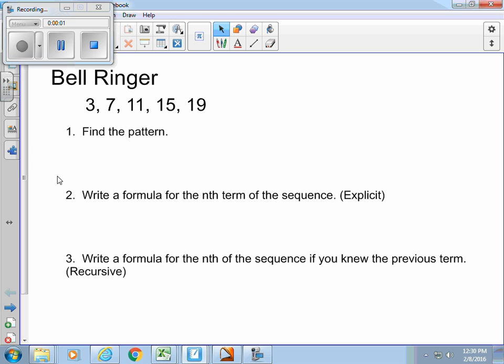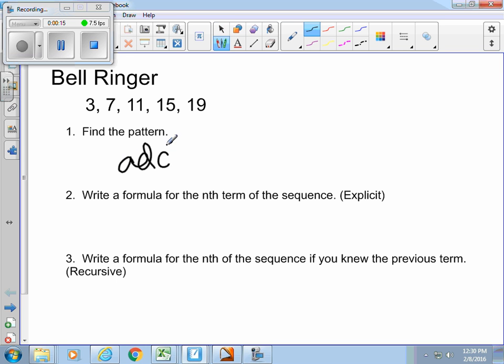So for the next 2 days, we're going to spend reviewing sequences and series, notation, and so on. Okay? So, find the pattern. What's the pattern? Plus 4. Add 4. What's the formula?